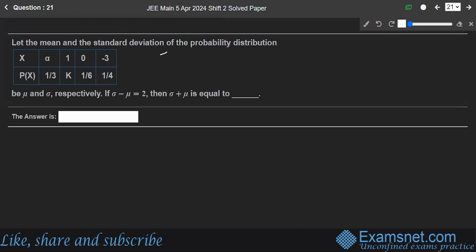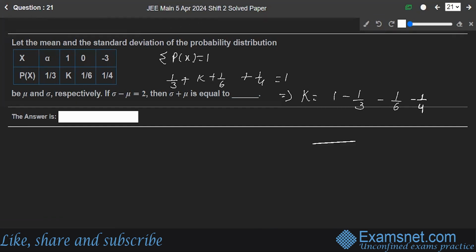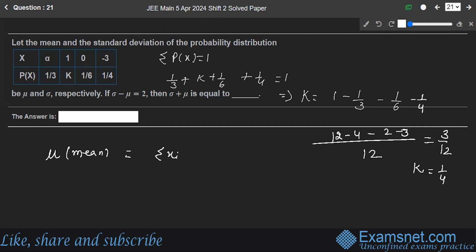So the very first thing, the summation of the probability is equal to 1. That means 1 by 3 plus k plus 1 by 6 plus 1 by 4 is equal to 1. This makes k as 1 minus 1 by 3, 1 by 6, and 1 by 4. Let's take the LCM. You have 12 as LCM. So 12 minus 4 minus 2 minus 3. This gives me 3 upon 12, or k's value comes out to be 1 by 4. Right. Now the mean is equal to summation xi p xi. Right.